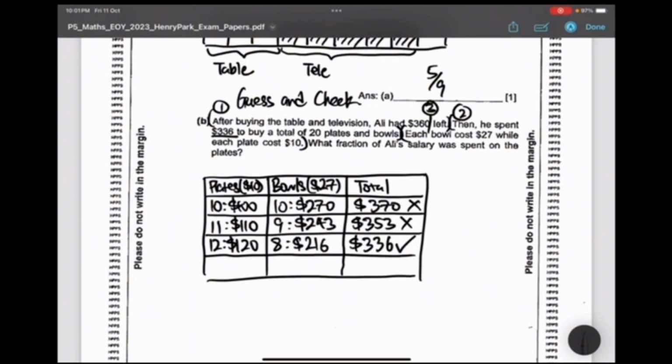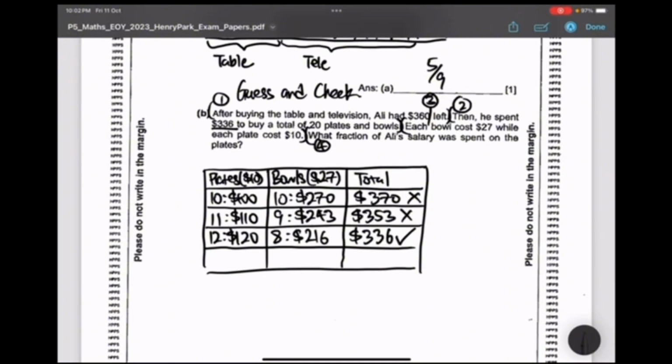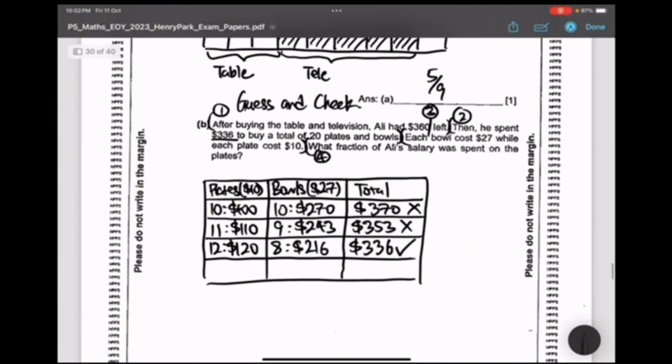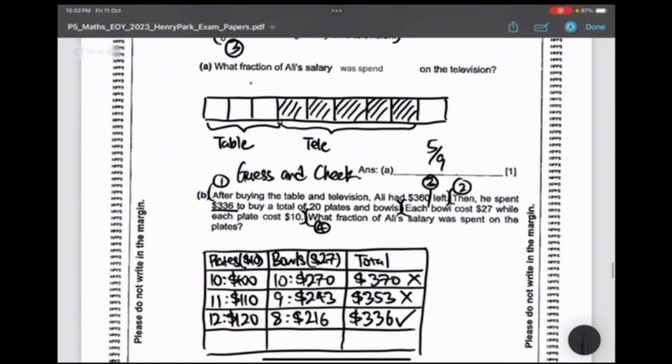Now, next what we want to do is to read the final sentence. Okay, sentence number 4. What fraction of Ali's salary was spent on the plates? Now, before we can find the fraction, what we need to find is Ali's salary. Looking back at sentence number 1, we can see that Ali had $360 left after buying the table and the television. Alright, and if you look at part A, we can see that what he has left is simply 1 unit, right, which is $360.